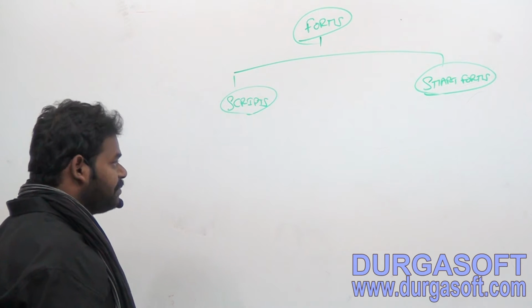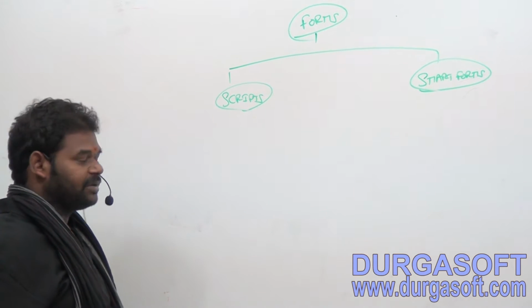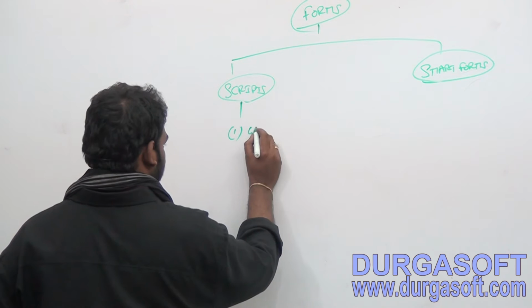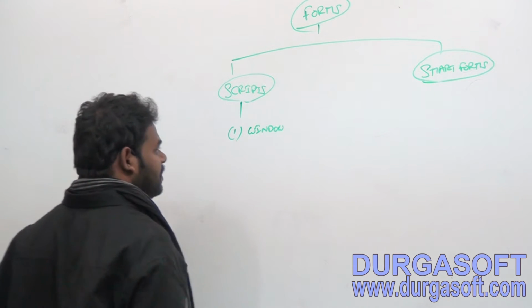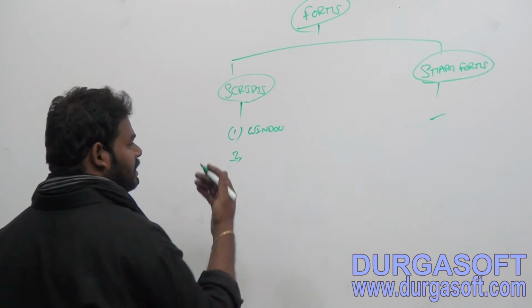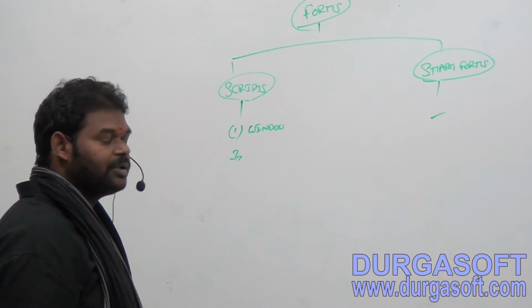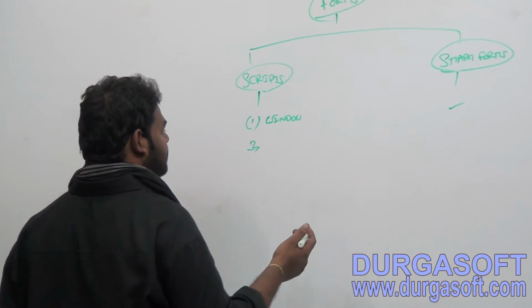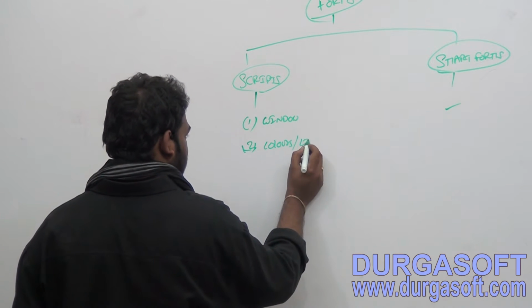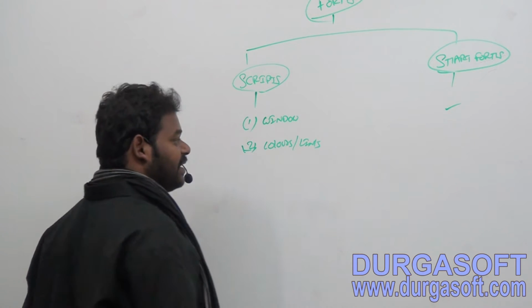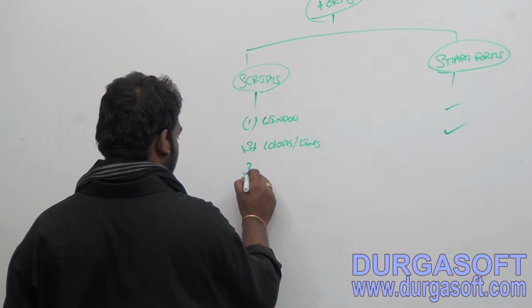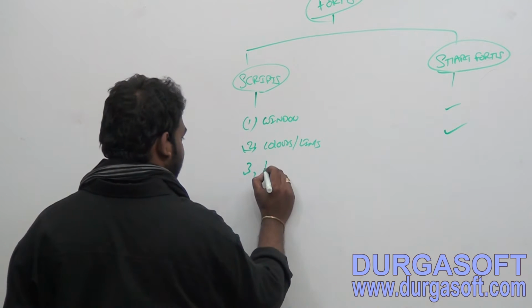What is the difference between scripts and smart forms? First of all, let me check. Scripts contain multiple windows, and the same is possible in smart forms. But in scripts we can't add colors and lines to the windows, whereas that is possible in smart forms. Scripts are totally traditional.